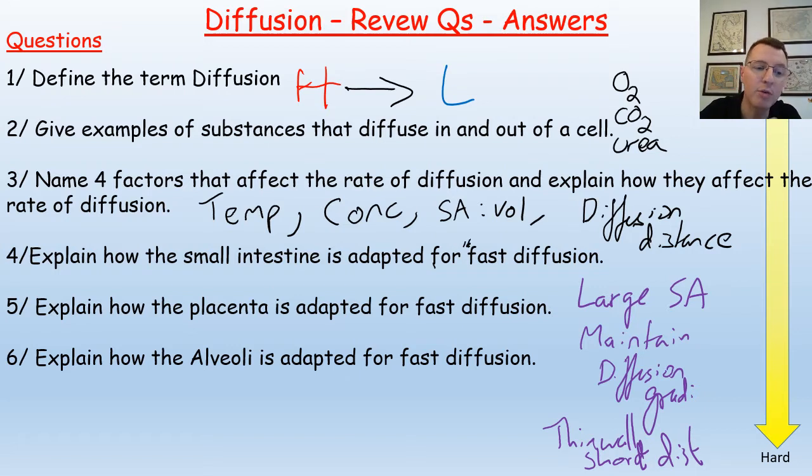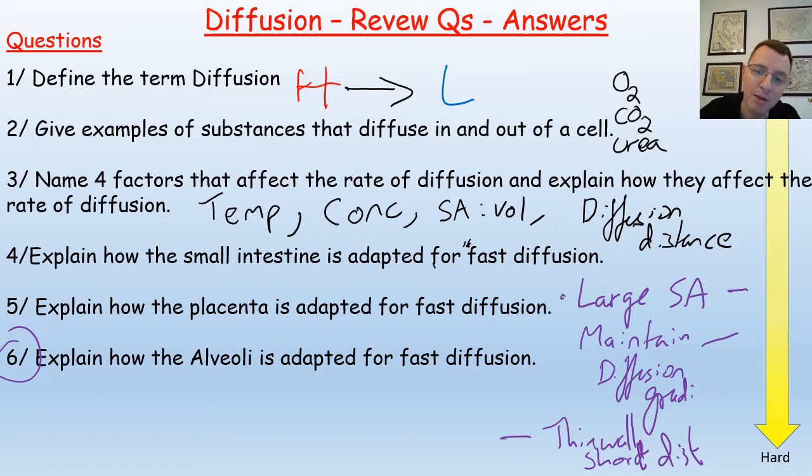And that's the same for question 5 and 6. In the placenta, we have villi, which provide a large surface area. We have a good blood supply to maintain the diffusion gradient, and thin walls so we have a short diffusion distance. In the alveoli for question 6, we have a large surface area, so we have a fast rate of diffusion. We have a good blood supply to maintain the diffusion gradient, and thin walls so we have a short distance for diffusion to happen.